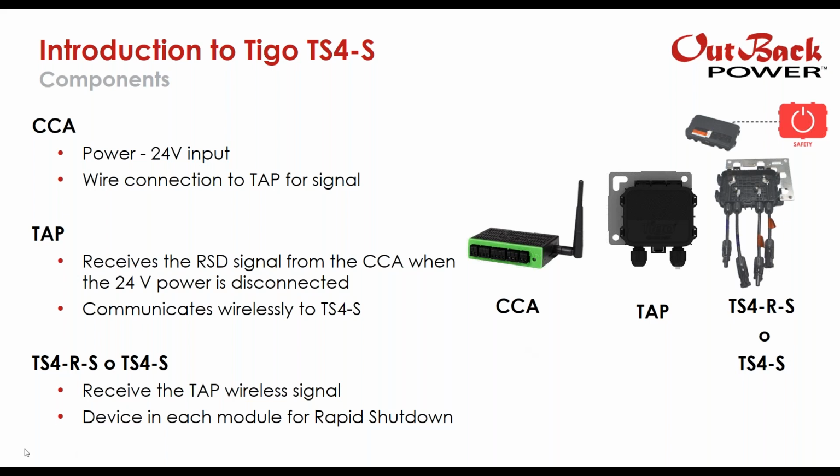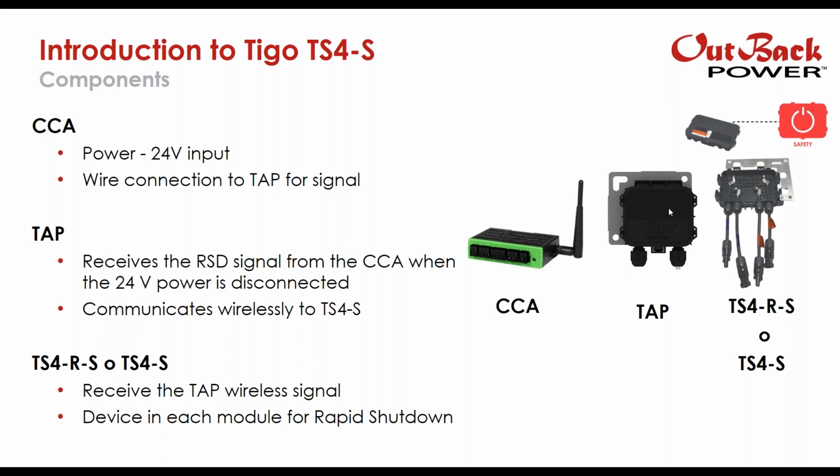Okay, so the Cloud Connect Advanced receives a 24-volt input, and it has a wired connection to the tap. So there's a wired connection that connects to this tap here. The tap receives a signal from the Cloud Connect Advanced. When the 24-volt power is disconnected from the CCA, that's when it does a rapid shutdown event. So that's what it's checking. It's checking, do I have 24 volts? Do I have 24 volts? And then once that 24 volts is removed, it does a rapid shutdown.